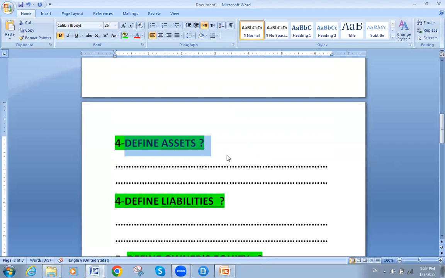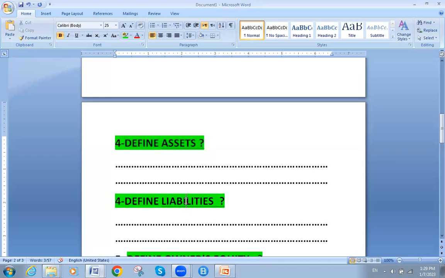Fixed, we said before, is that you buy it not for the sake of itself, but to generate profits. You buy it not to resell it again. No, you buy it because you want to keep it to generate profits. Like if you buy a truck to help you in your business, we call this a fixed asset.